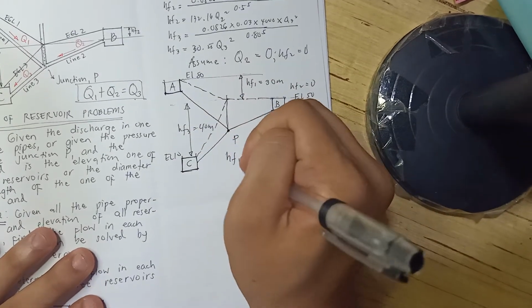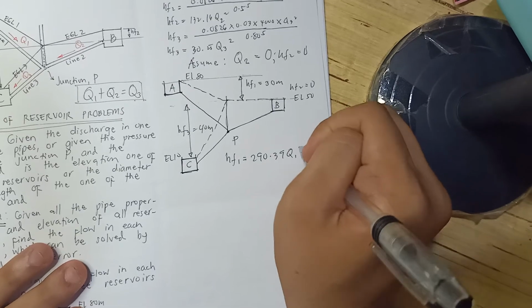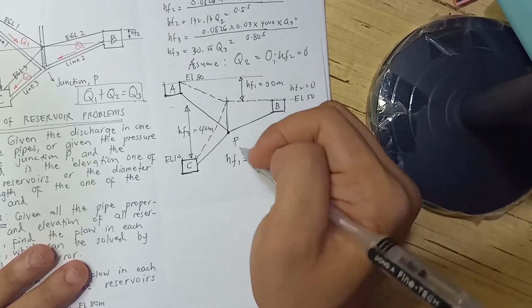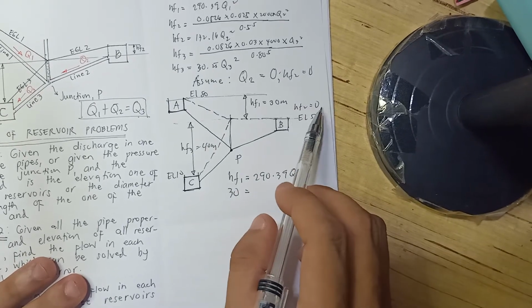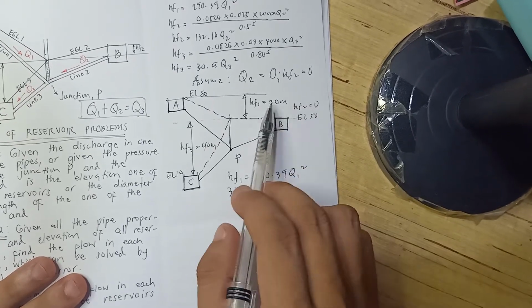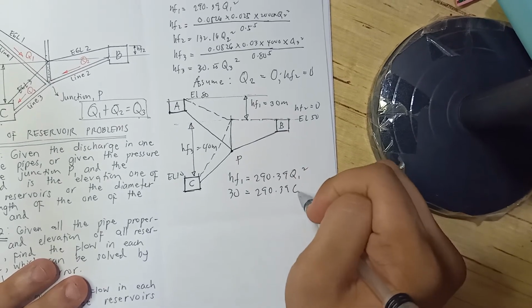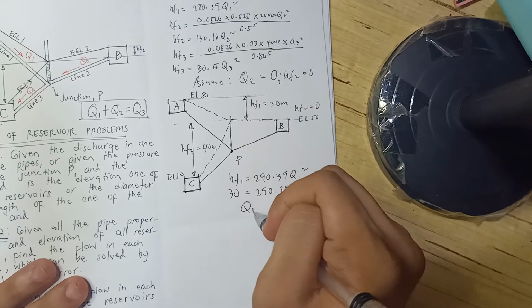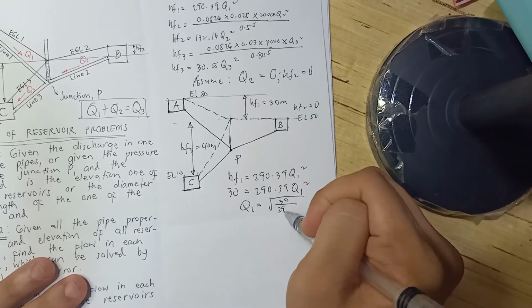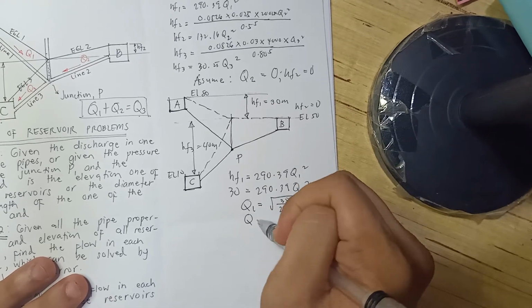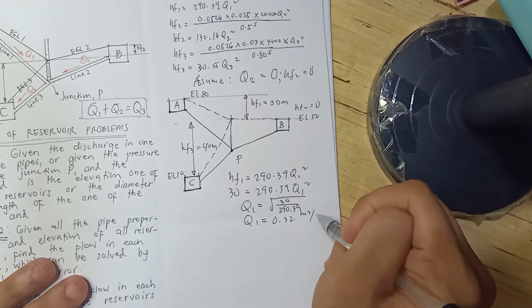So HF1 equals 290.39 Q sub 1 squared, based on what we solved. So this 30 is assumed, I mean from assuming that HF2 is 0. So 30 is HF1. So 290.39 Q sub 1 squared, so Q sub 1 now is the square root of 30 over 290.39. So Q sub 1 is 0.32 cubic meter per second.